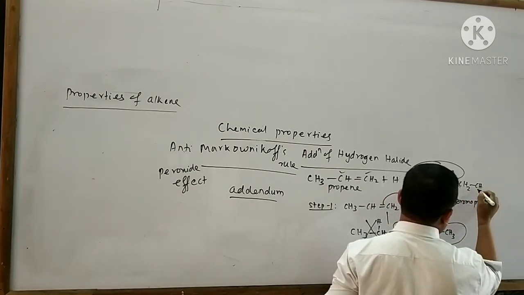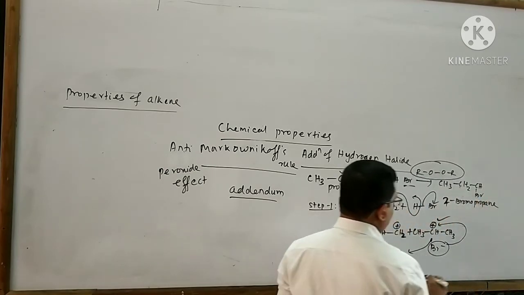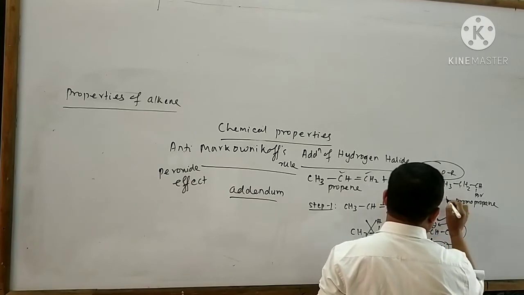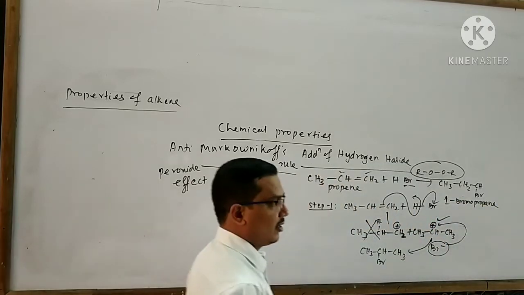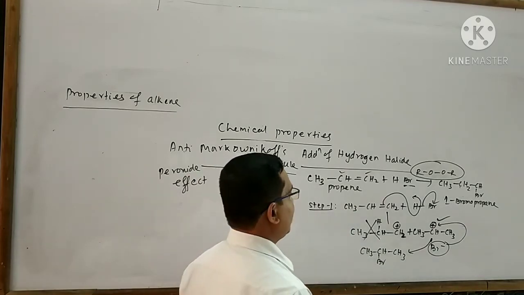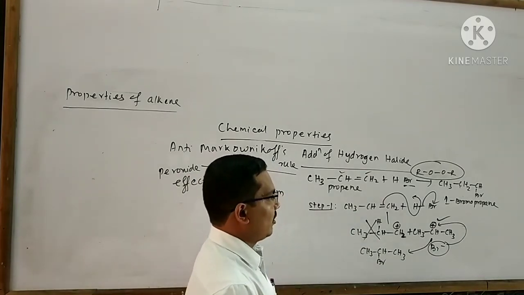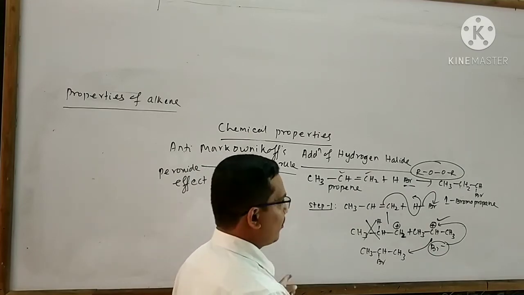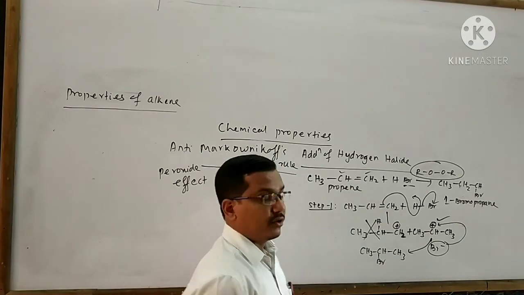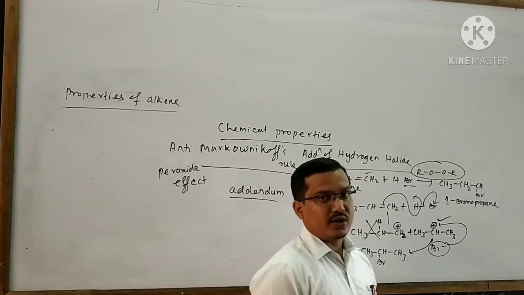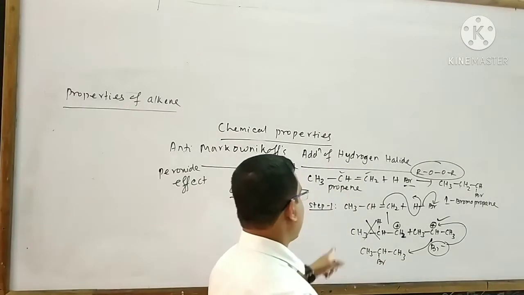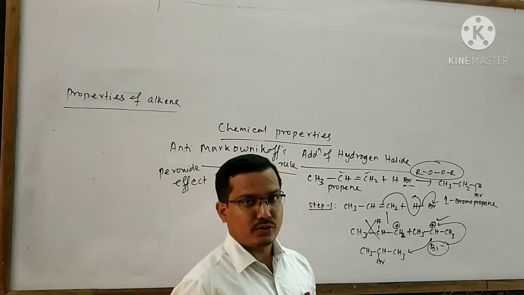Here I can attach the bromine atom. That means here I can write 1-bromopropane. Remember an important point: when propene is subjected to reaction with HBr, then 2-bromopropane is formed. This follows Markovnikov's rule. On the other hand, when propene is subjected to reaction with HBr in the presence of organic peroxide, then 1-bromopropane is formed. This reaction obeys the anti-Markovnikov's rule.